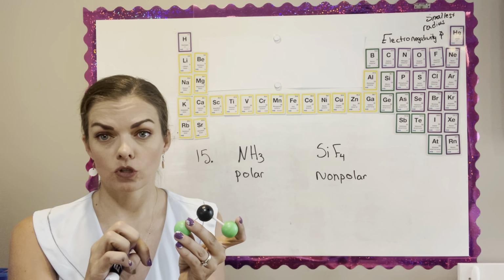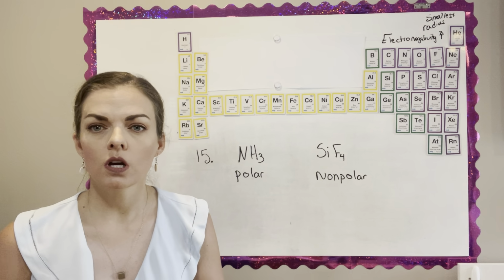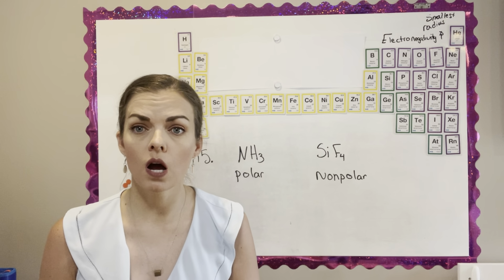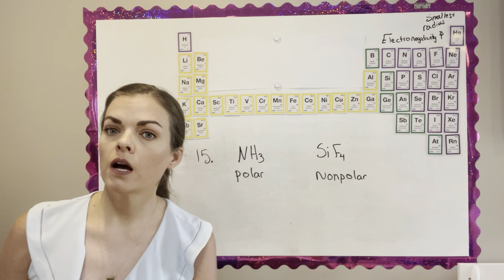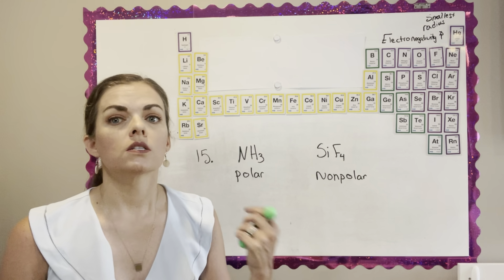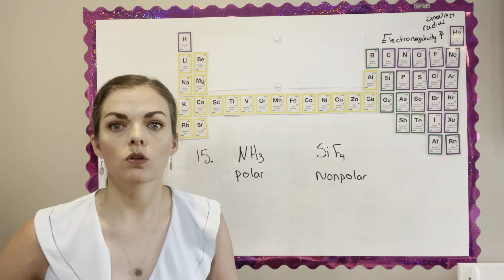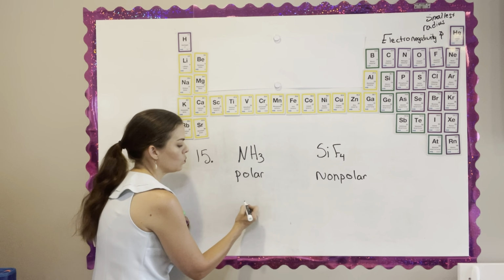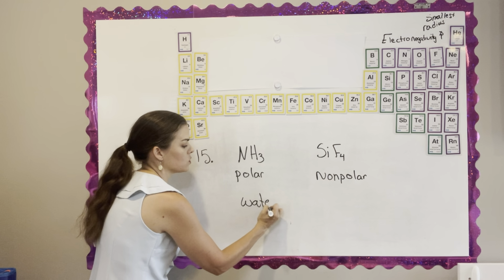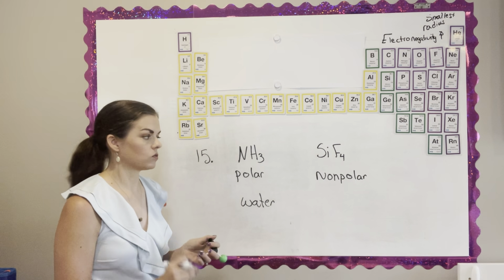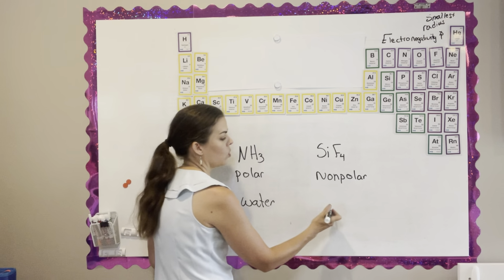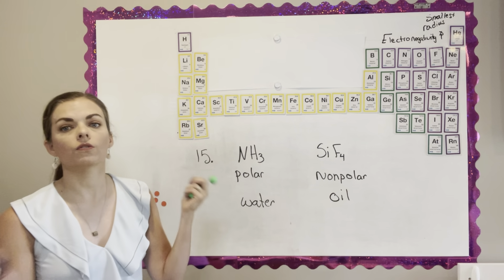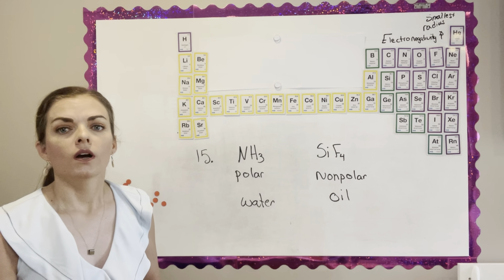Now, when we are talking about what dissolves in what, the rule is like dissolves in like. So polar compounds dissolve in polar compounds, non-polar compounds dissolve in non-polar compounds. So the question is, which will dissolve in water? Well, this is polar, so it will dissolve in water because water is a polar compound. And this is non-polar, so it will dissolve in oil because oils or fats are non-polar compounds.